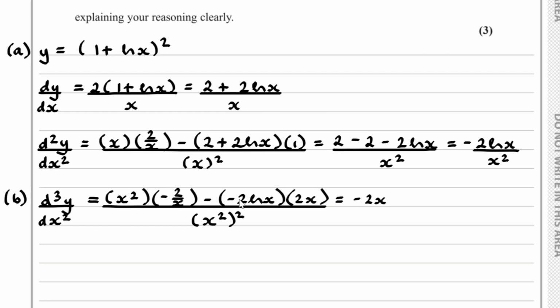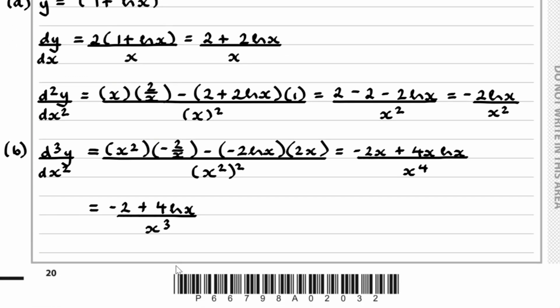And then the minus and the minus give a plus. We've got 2 times by 2x, which is 4x. We times that by the natural log of x. And then we divide by x squared squared, which is x to the 4. And tidying this up even further, we end up with minus 2 plus 4 times the natural log of x over x cubed. That's the result we wanted to work out.